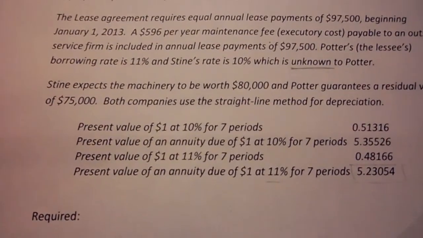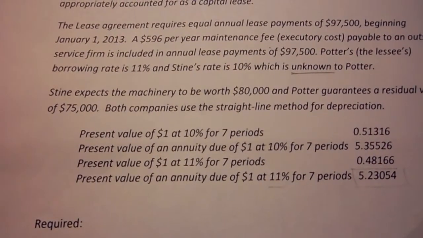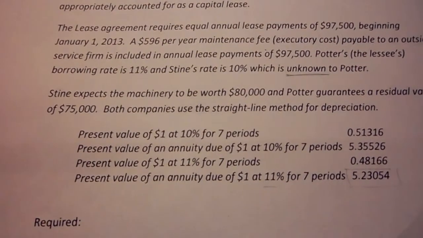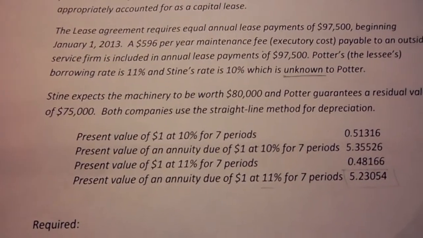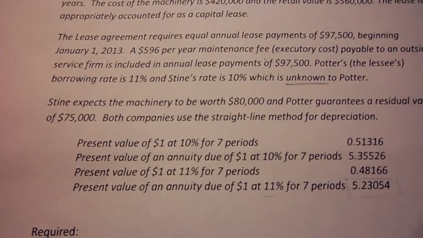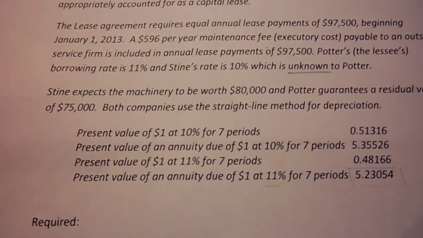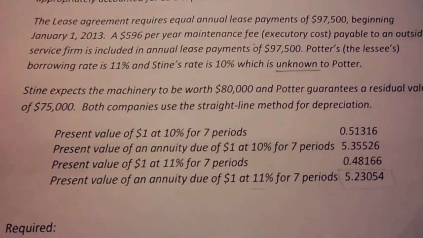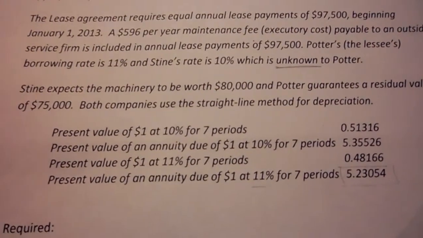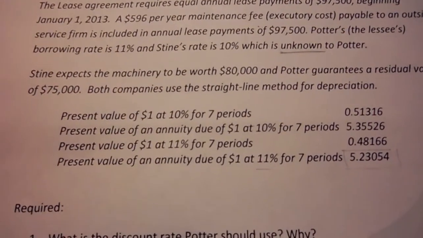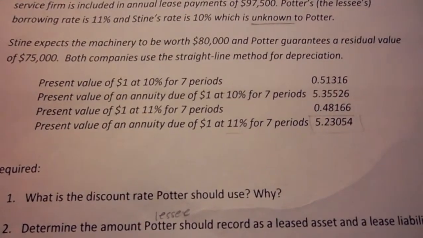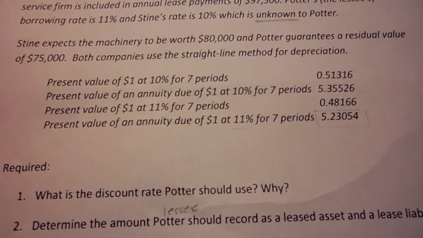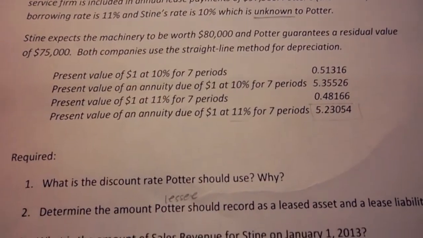The lease agreement requires equal annual lease payments of $97,500 beginning January 1st, 2013. A $596 per year maintenance fee, executory cost payable to an outside service firm, is included in the annual lease payments of $97,500. Potter's, the lessee's, borrowing rate is 11%, and Stein's rate is 10%, which is unknown to Potter. Stein expects the machinery to be worth $80,000, and Potter guarantees a residual value of $75,000. Both companies use the straight-line method for depreciation.